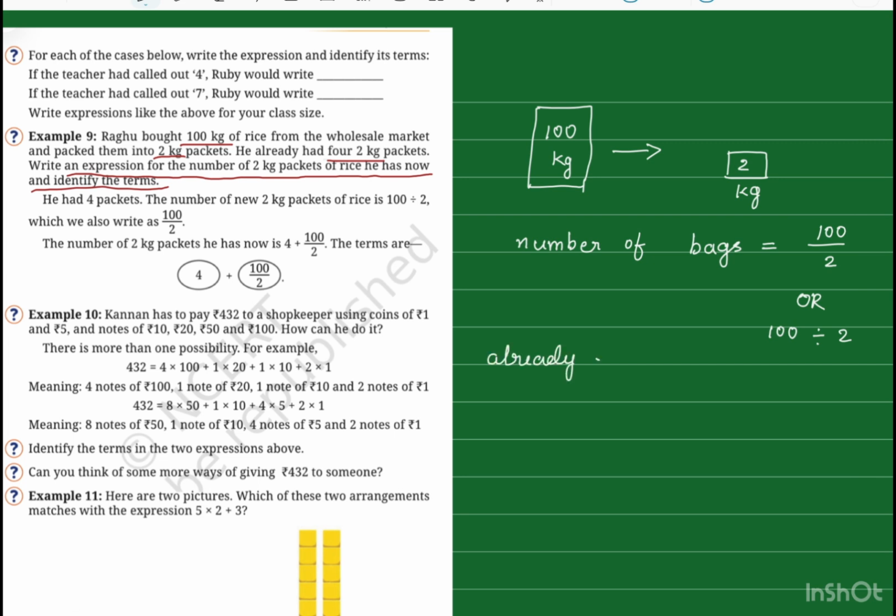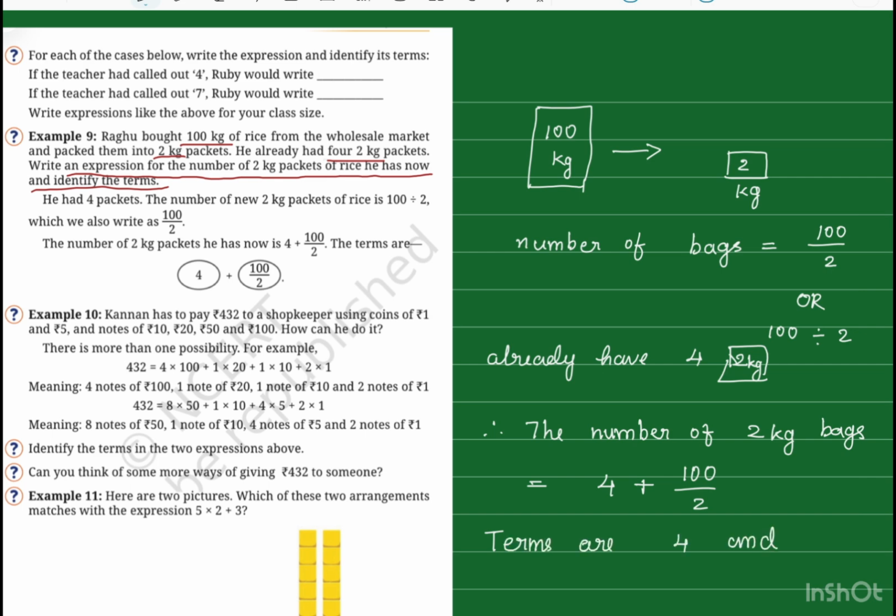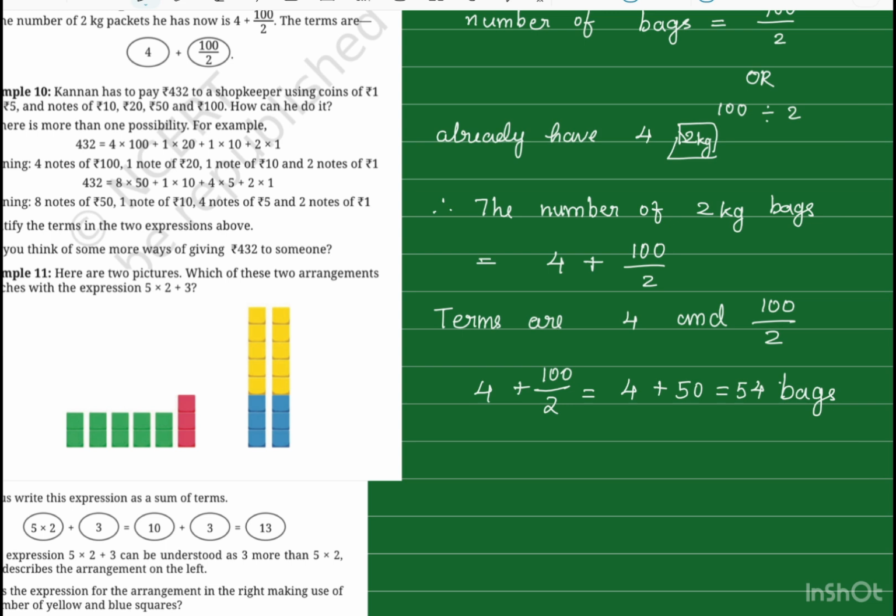Raghu already has 4 bags of 2 kg. So the total number of 2 kg bags he has is 4, which he already has, plus 100 by 2. The terms are 4 and 100 by 2. So the value of the expression 4 plus 100 by 2 is 4 plus 50, that is equal to 54.